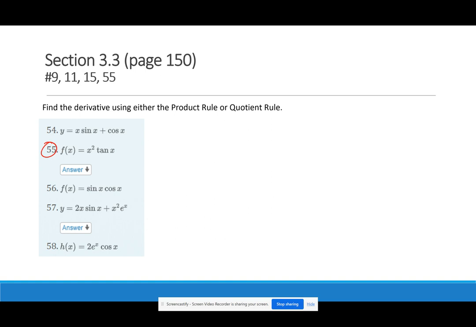How about 55? So that one is a product. See, there's an x in the beginning and an x at the end. So I'm going to do the derivative of the first times the second as is, plus the derivative of the second function times the first as is. You need to know all your basic derivative rules. So you need to know the derivative of tangent is secant squared, right? And then that would be 2x tan x. I'll put that x squared in front of the secant so you don't think it goes with the x. See, it's really this, and sometimes people misinterpret it.